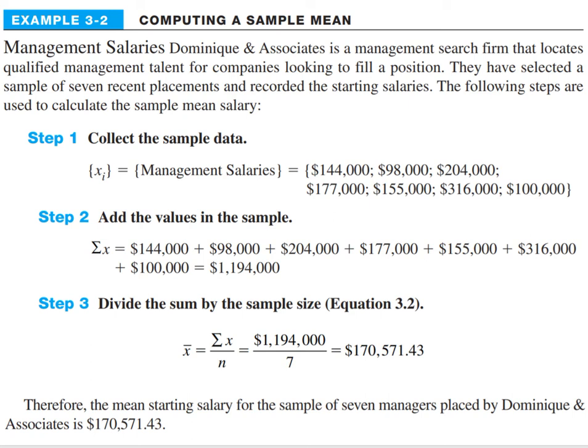Okay, this one is an example of using a sample mean. So, management salaries, Dominic and Association is a management search firm that locates qualified management talent for companies looking to fill a position. They have selected a sample of 7 recent placements. So here is the keyword. They have selected a sample. So sample is the keyword to this problem, meaning you're gonna be using a sample mean. So, 7 recent placements and recorded the starting salaries. The following steps are used.